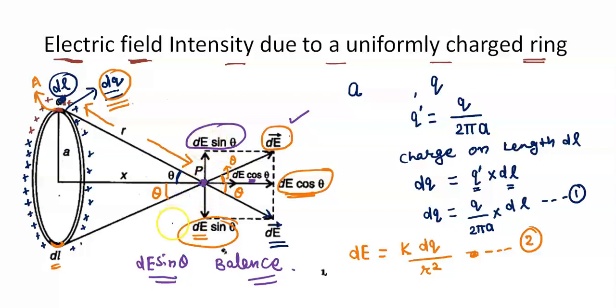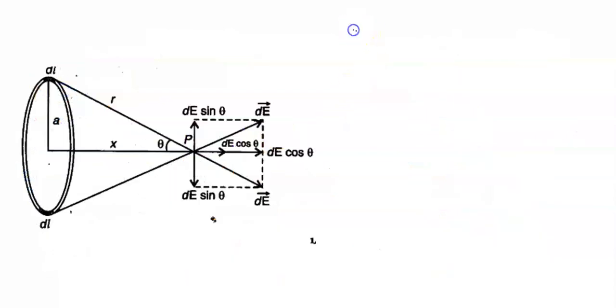Now who is going to affect it? That will be dE cos theta, and you can see that it is not only the dE cos thetas because of this and this, but it is because of the entire ring. So what we are going to do, we can write that all dE cos thetas are going to be added. So we can write resultant electric field intensity is equal to summation of dE cos theta. Okay, all dE cos thetas. It will be summation of all dE cos thetas, right?